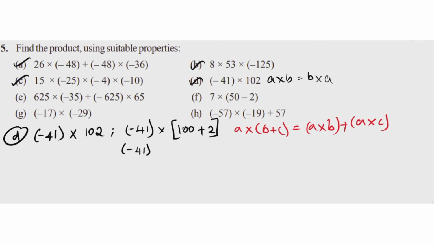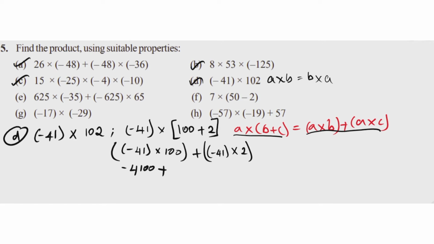So we can do this now. Minus 41 into 100 plus minus 41 into 2. So the question is in this format. I am just solving the answer in this format. Okay. So we can do this now. If I multiply minus 41 into 100, I get my answer as minus 4100, plus minus 41 into 2, I get minus 82. So while solving this, we get minus 4100 minus 82. So now I have to add this. So my final answer is minus 4182. I hope you got how I got this answer, right?